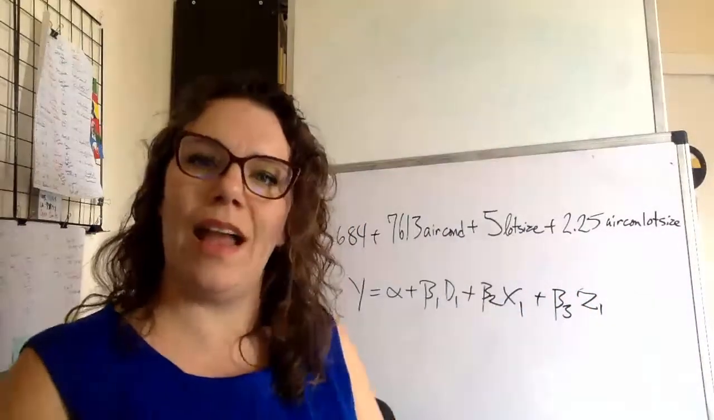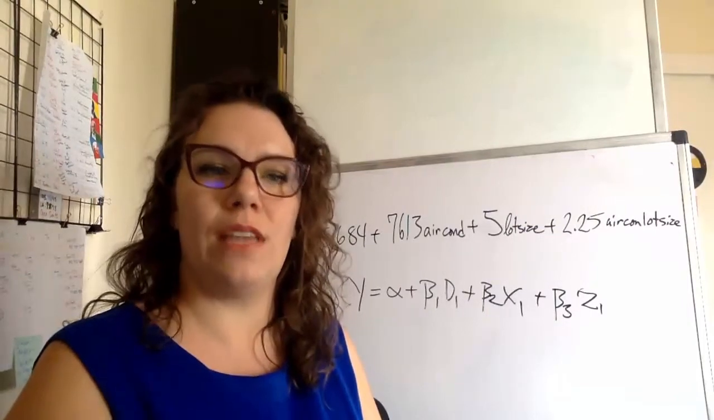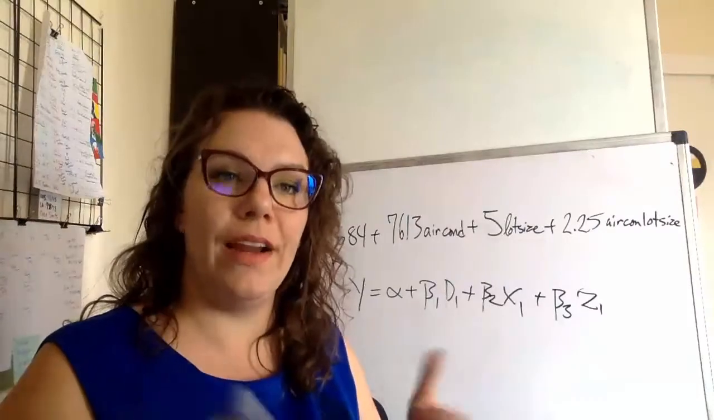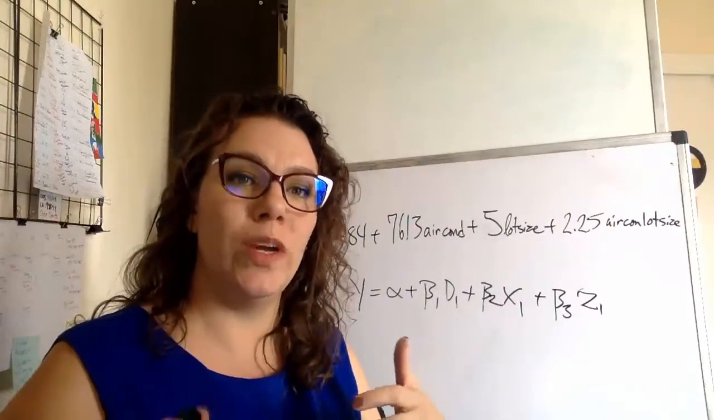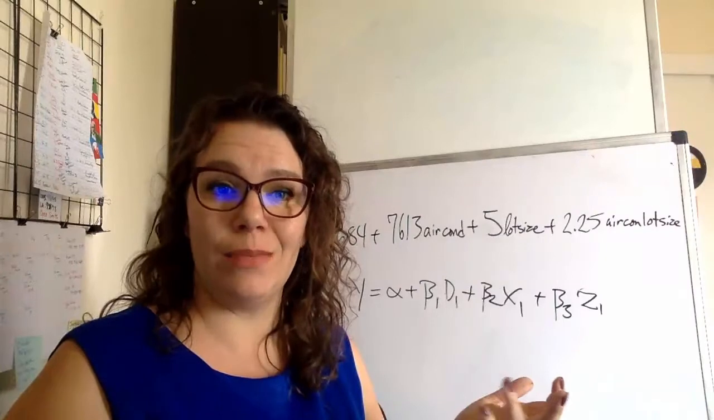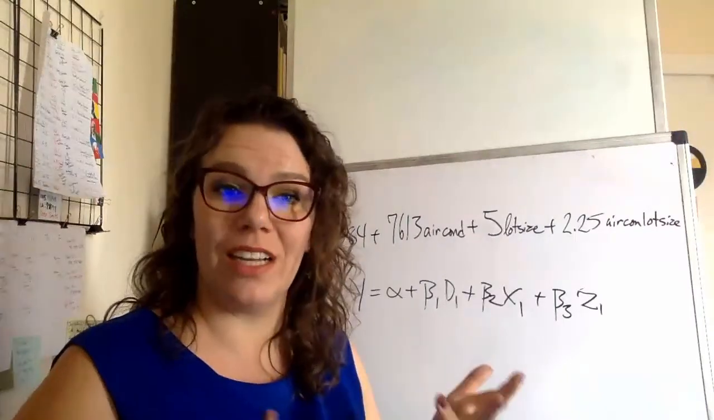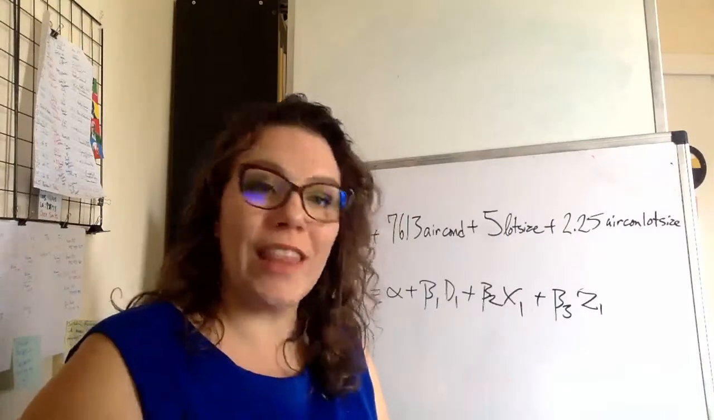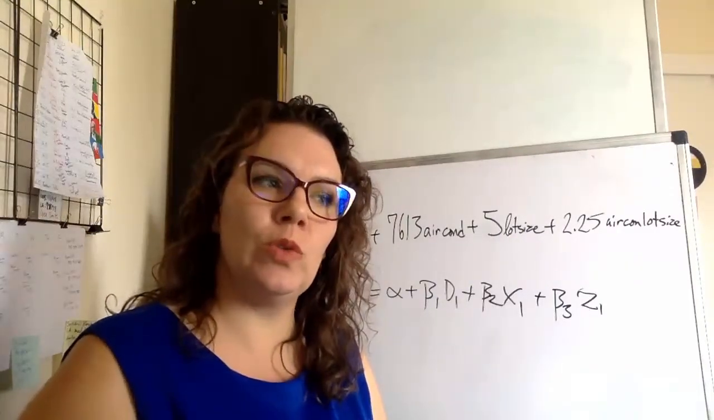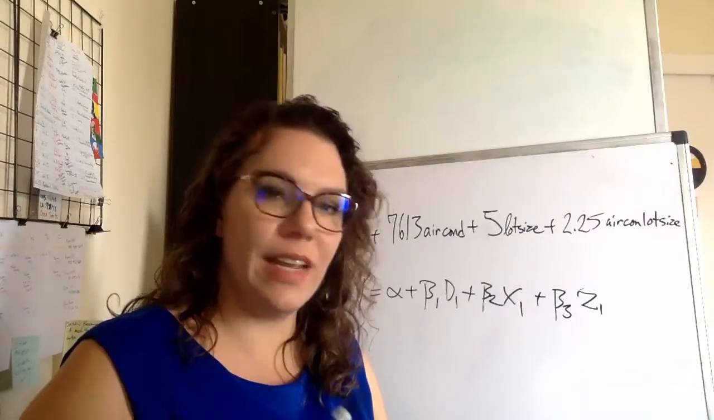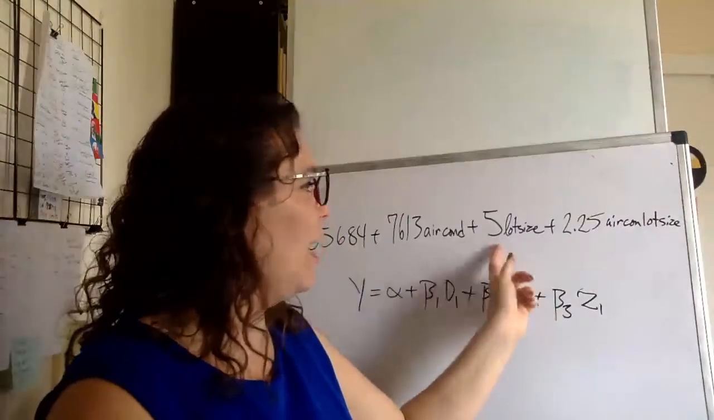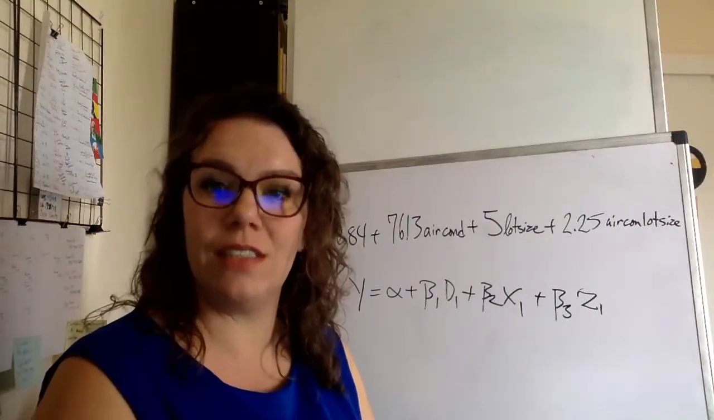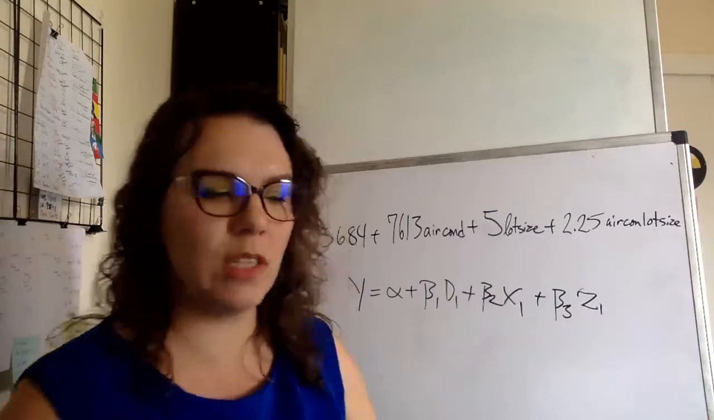Right? How would we interpret these results? We would say that having air conditioning is going to tend to increase sale price by about $7,600, holding lot size constant. And a house with air conditioning is going to see an increase of 5 plus 2.25, $7.25 in sale price for every additional square foot. So let me say that again.